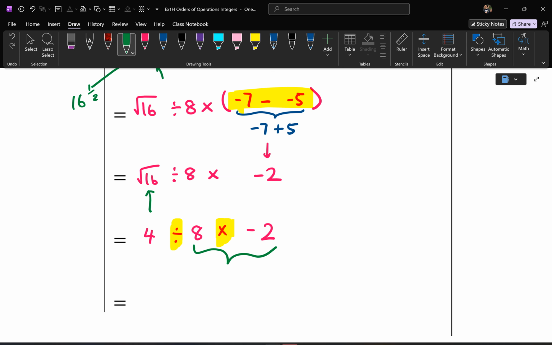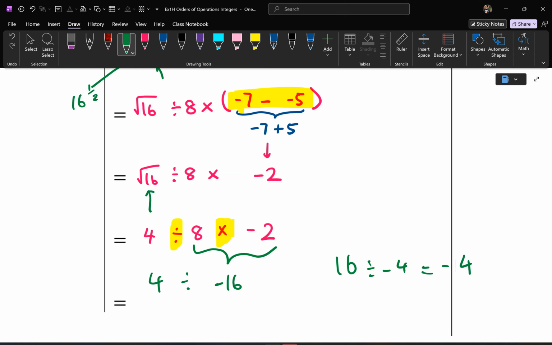You can't just jump the order. We always work from left to right. And they would do 8 times -2, and they feel more confident to write -16, and you do 4 divided by -16. Right? Then they write 16 divided by -4, and they say it's -8. Okay? Not right. Oh, sorry, not -8, -4, which is incorrect.